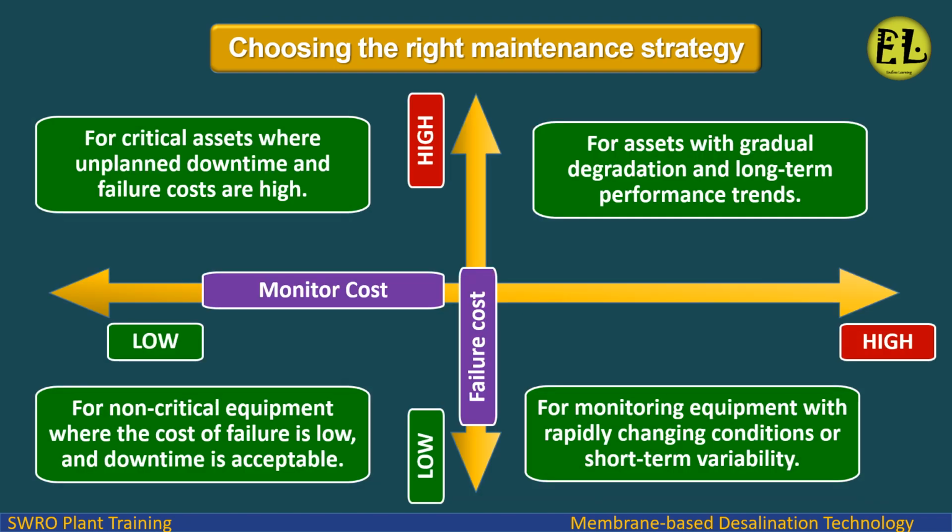For low failure cost and low ease of monitoring, breakdown maintenance is used for non-critical equipment where the cost of failure is low and downtime is acceptable. For high failure cost and low ease of monitoring, preventive maintenance is used for critical assets where unplanned downtime is costly. For low failure cost and high ease of monitoring, condition-based maintenance is used for monitoring equipment with rapidly changing conditions or short-term variability. For high failure cost and high ease of monitoring, predictive maintenance is used for assets with gradual degradation.